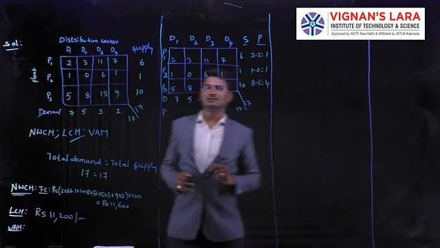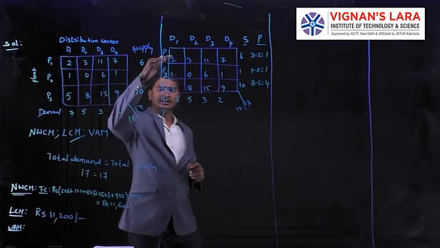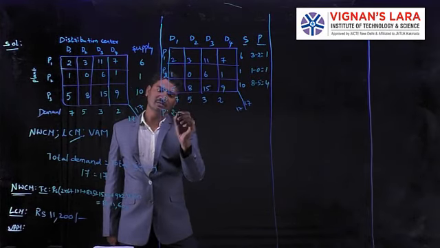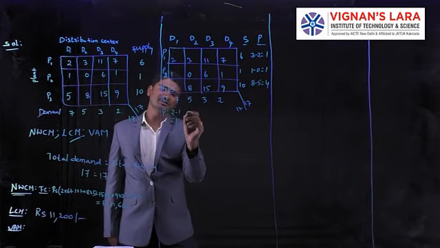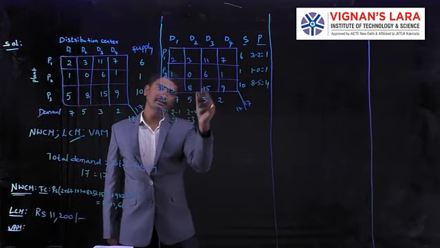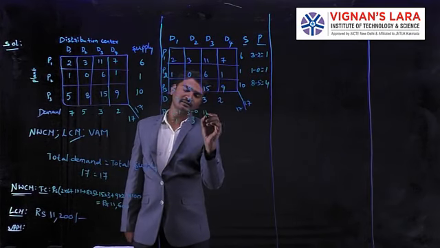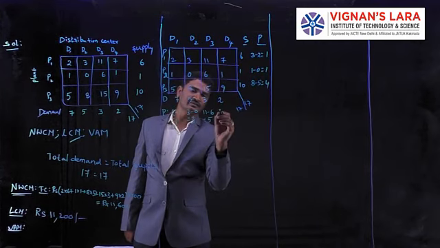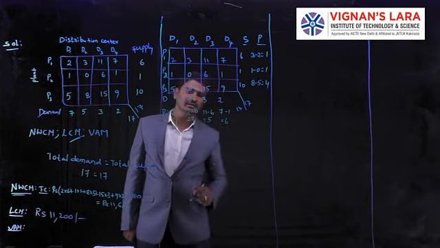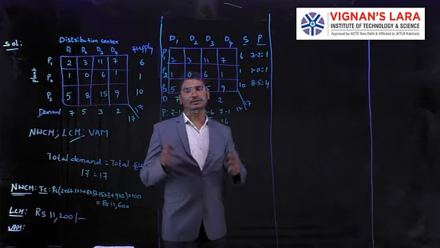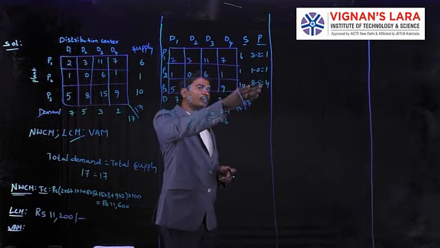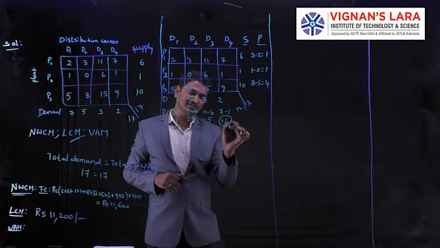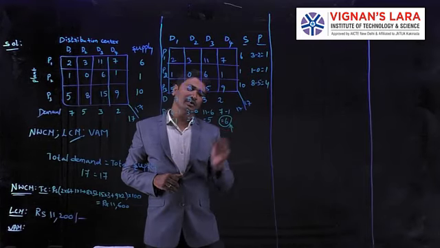Next, coming to the column penalties. Here for distribution center 1, 2 and 1 are the least, so 2 minus 1 is 1. Here 3 minus 0 is 3. Here 11 minus 6 is 5. Here 7 minus 1 is 6. From these we have to identify the highest penalty. We have 7 penalties, 3 row penalties and 4 column penalties. The highest penalty is at D4, distribution center 4.